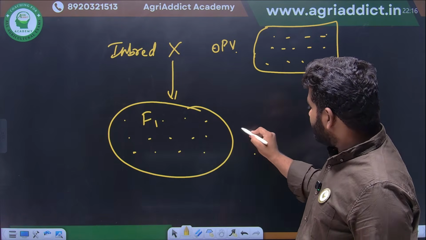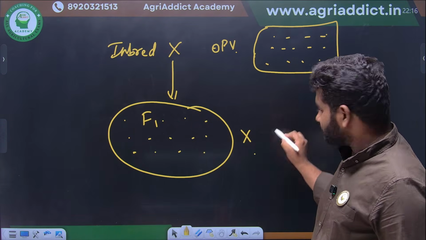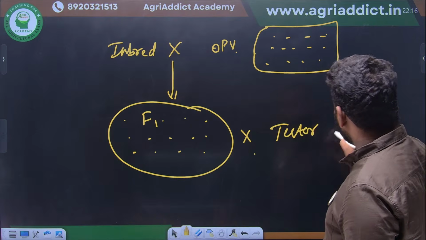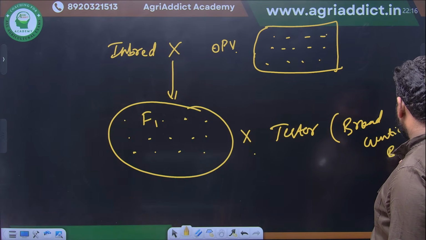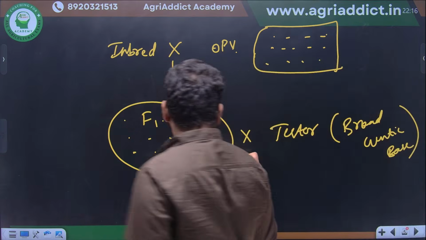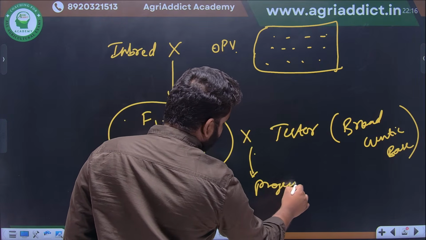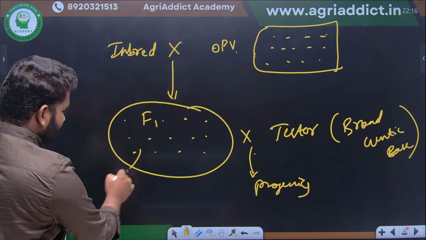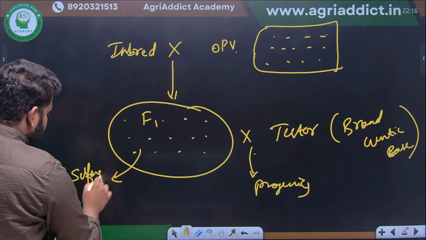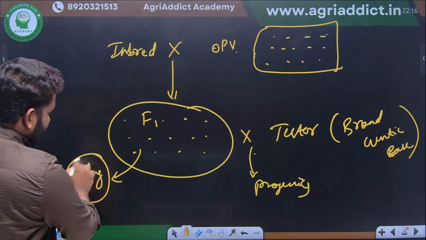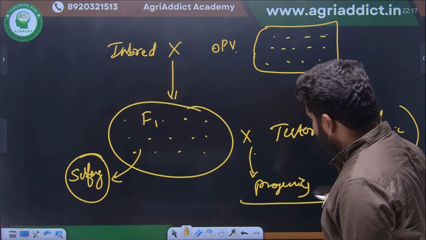So what you will do then is cross each F1 with a tester. Your tester should have a broad genetic base. Then you will get the crossed progenies. You will also go for simultaneous selfing of these F1 plants, and also cross these F1 plants with the tester. Then you will evaluate these progenies.